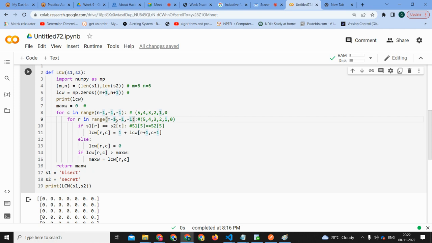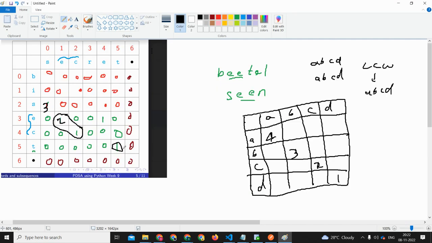Imagine you're just going through the word. What are you doing in each iteration? You're just checking if the letters match. If the letters match, you make it one more than the previous diagonal, right? When you're in row 5, the diagonal you're going to add to is going to be in row 6 only. It's not going to be in row 5, right?